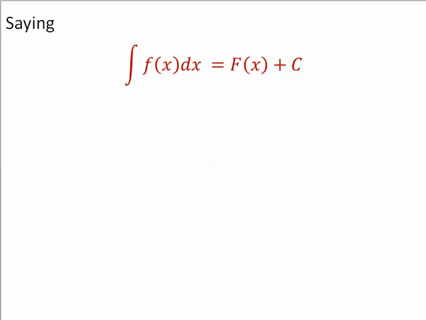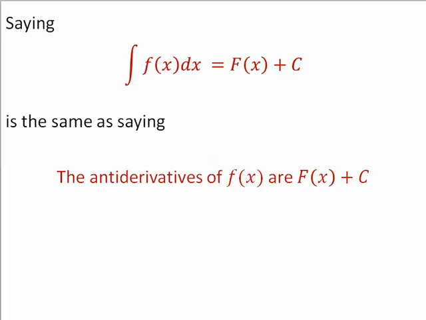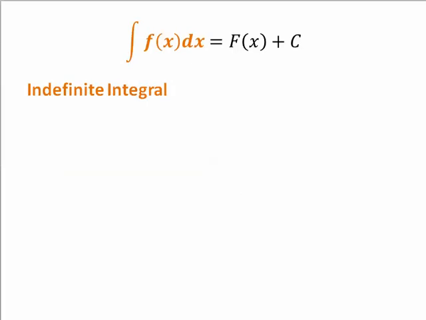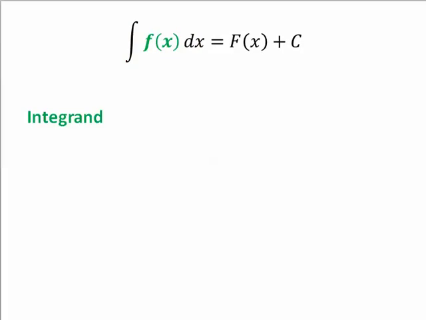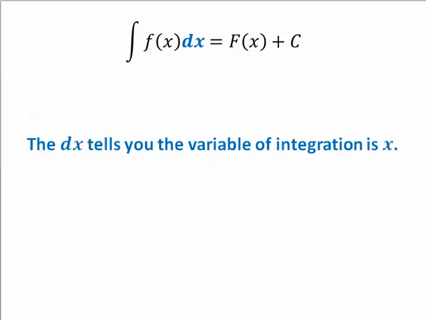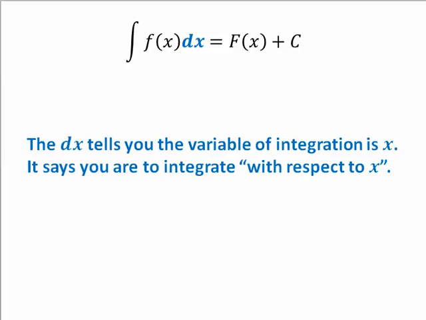If you say this expression, you are saying the antiderivative of little f is big F plus c. And big F plus c is actually a family of antiderivatives. The expression on the left is called an indefinite integral. The function f of x is called the integrand. The dx tells you that the variable of integration is x. It says you are going to integrate with respect to x.